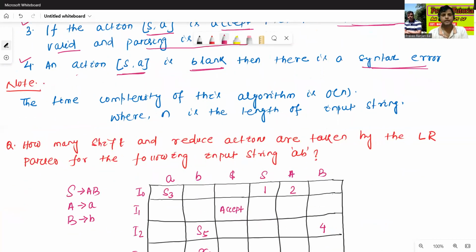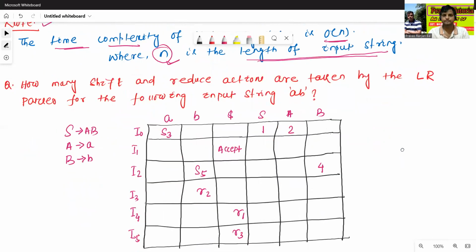So note, one important note here, the time complexity. What is the time complexity of LR parsing algorithm? The time complexity of the LR parsing algorithm is always order of n. Here, what is the meaning of n? Here, n is the length of the input string. Okay. So now we'll see the example.